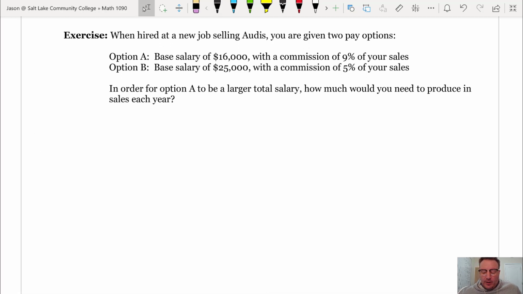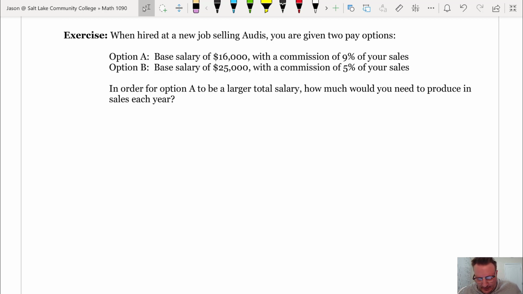When hired at a new job selling Audis, you are given 2 pay options. Option A, a base salary of $16,000 with a commission of 9% of your sales. Or option B, a base salary of $25,000 with a commission of 5% of your sales. Now the question is, in order for option A to be a larger total salary, how much would you need to produce in sales each year?